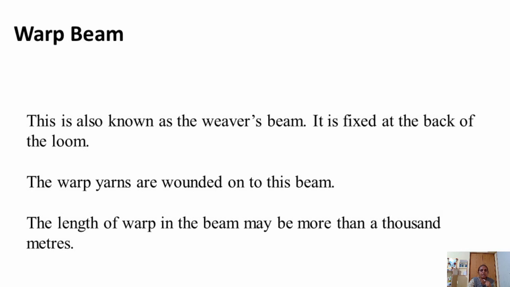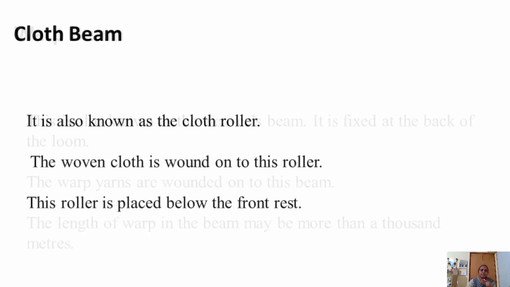So the warp beam is known as the weaver's beam, a main part. It is fixed at the back of the loom. Warp yarns are wound on this beam. The length of the warp in the beam may be more than 1000 meters.